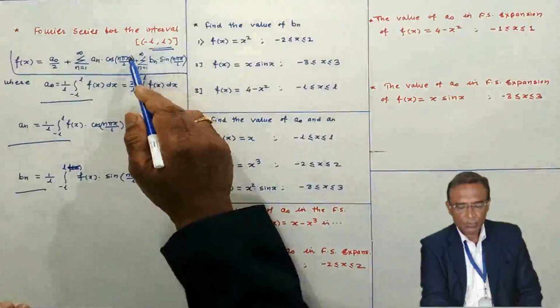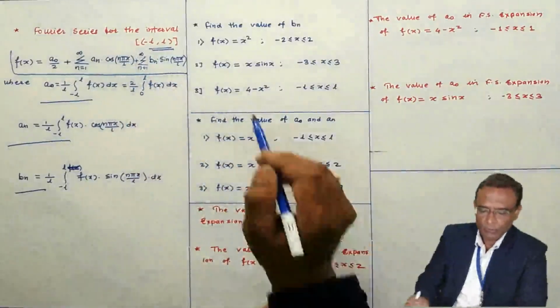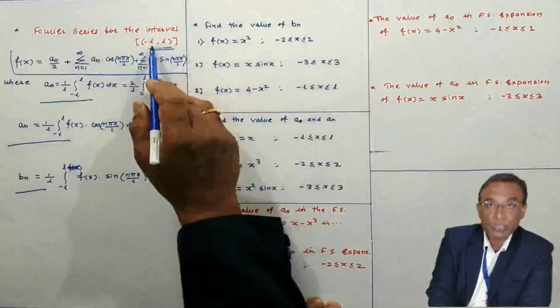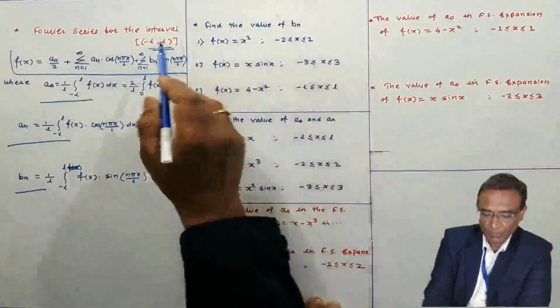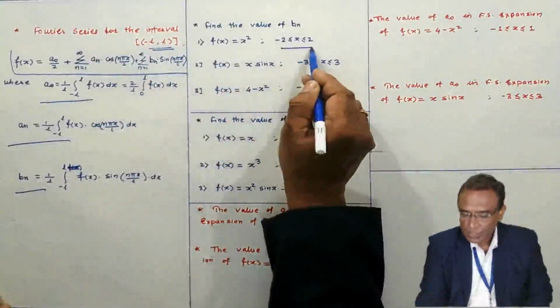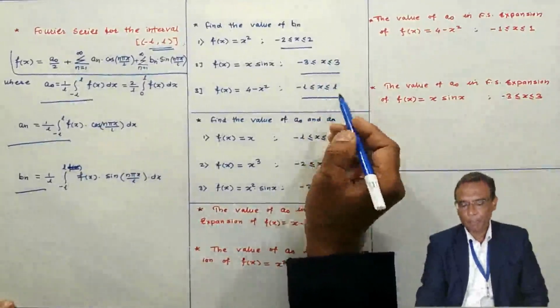But in minus L to L, this argument must be multiplied by pi by L, that's all. Now, here find the value of Bn. The function is defined on a symmetric to 0 interval: minus L to L, minus pi to pi, symmetric to 0 interval.